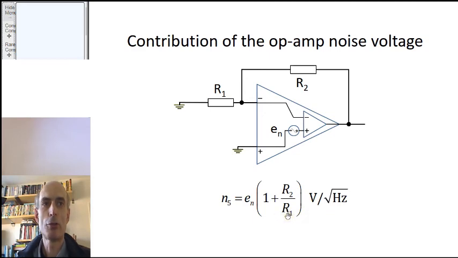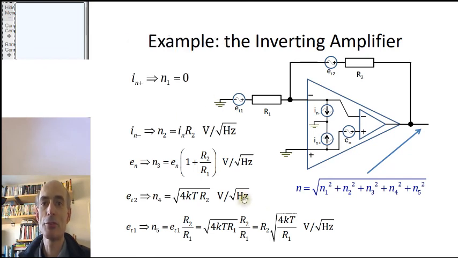We've now got our 5 contributions. All we need to do is combine them. And the thing we have to remember when we're combining them is that when you add independent noise sources, you have to add their powers, not their amplitudes. So we take these individual noise voltages, N1, N2, N3, N4 and N5, square them to get the powers, add up the powers, take the square root of that, and that would give us N, the final noise at the output of this inverting op-amp circuit.